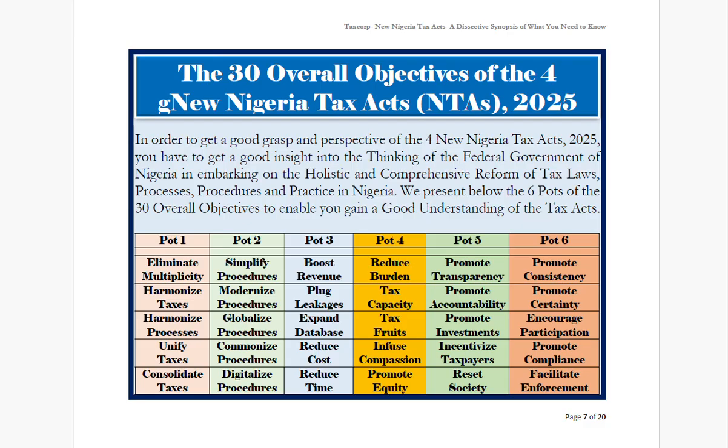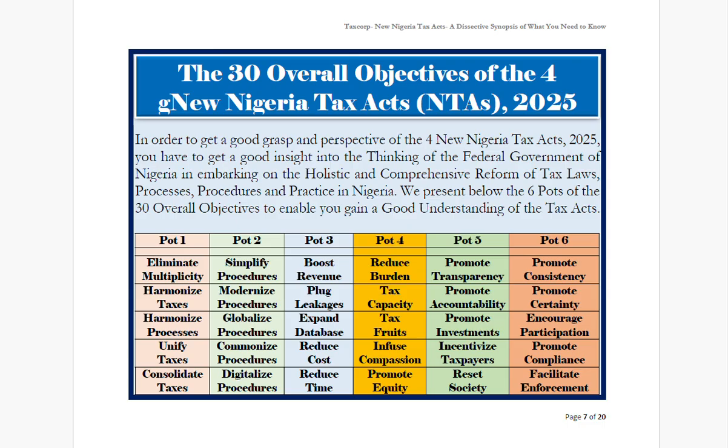We present below the 6 parts of the 30 overall objectives to enable you gain a good understanding of the Tax Act. In part 1, there are 5 overall objectives. Just like in part 2, 5 overall objectives. In part 3, 5 overall objectives. Part 4, 5 overall objectives. Part 5, 5 overall objectives. And part 6, 5 overall objectives, making a total of 30 overall objectives. And here are the overall objectives.